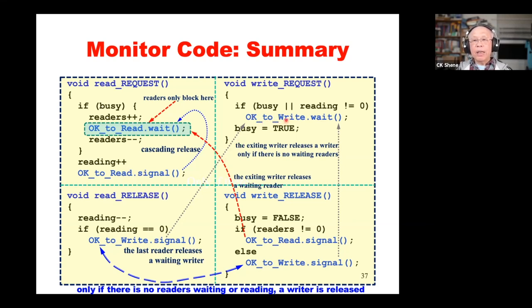So upon exit, writer, if there are readers, signals OK to read. So this signal here goes down, and signals the next one, and we start a cascading release. Otherwise, this write release simply releases a writer. Hopefully you understand this. If you need time, feel free to pause.